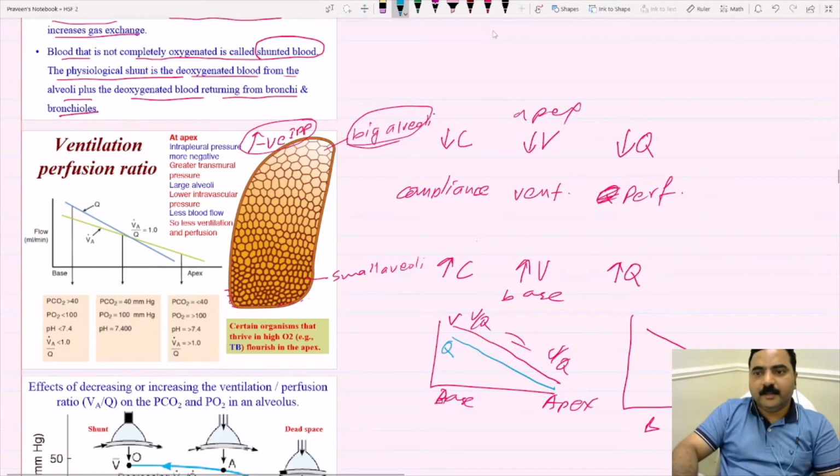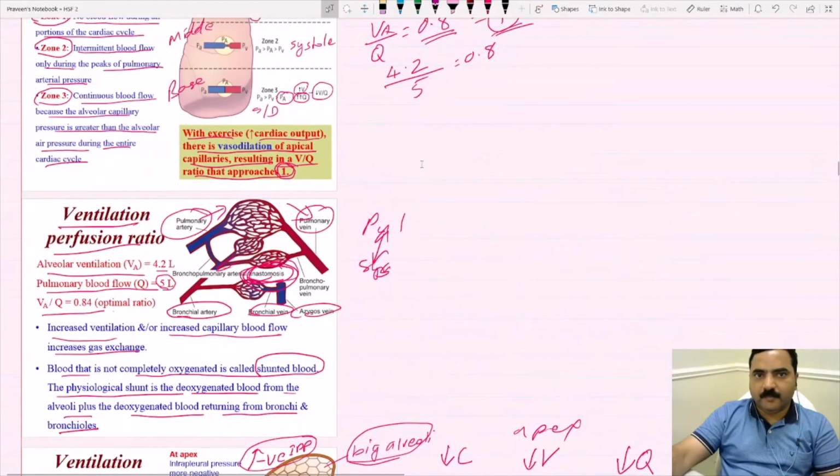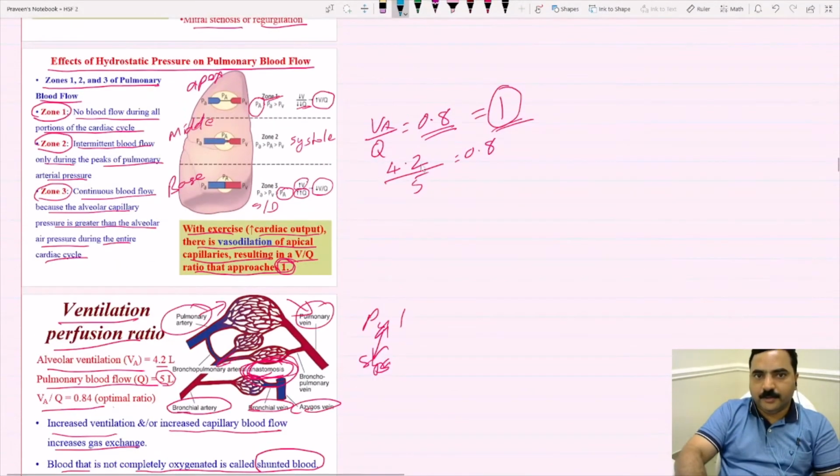In the base there is more perfusion than the ventilation, so it will go like this. Okay, more perfusion than the ventilation. So that's why the V by Q ratio changes. The V by Q ratio, that's the one that we have discussed here before.